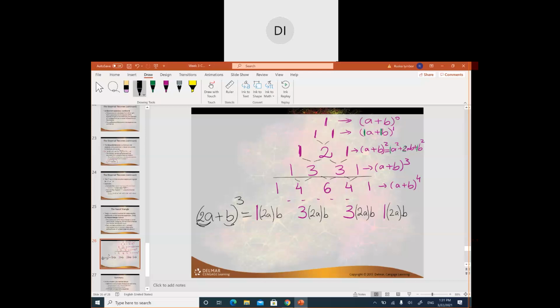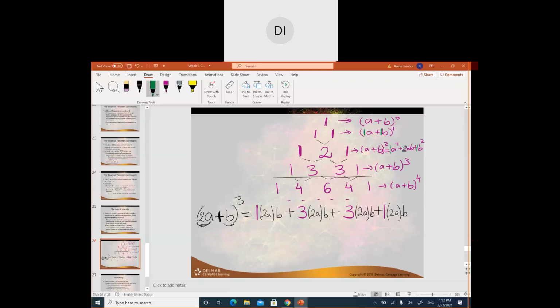Okay? Then because here we have plus, you're going to connect those with pluses. It's a positive everywhere. If the sign between them was negative, so let's assume this is minus 2a minus b, then it's going to be positive 1, negative 3, positive 3, negative 1. That's how the signs are going to go if the sign between the two terms is negative. Okay, but here we have positive.